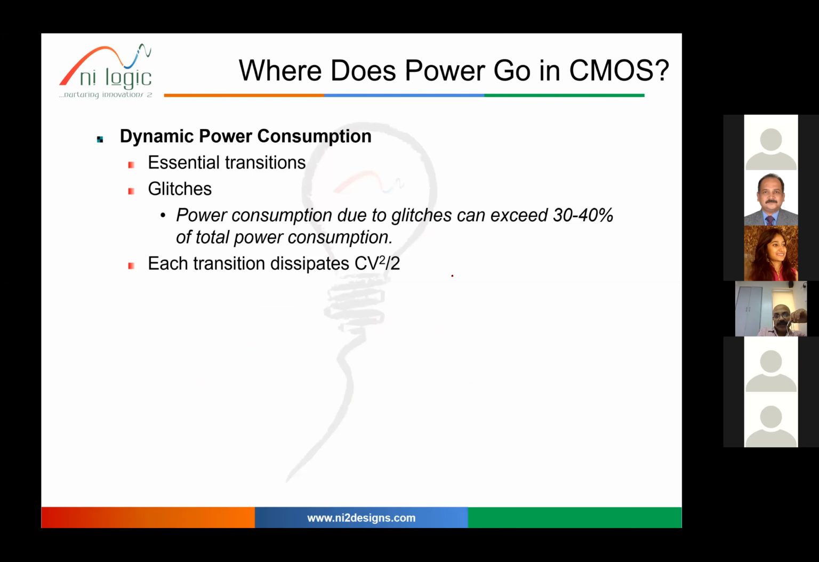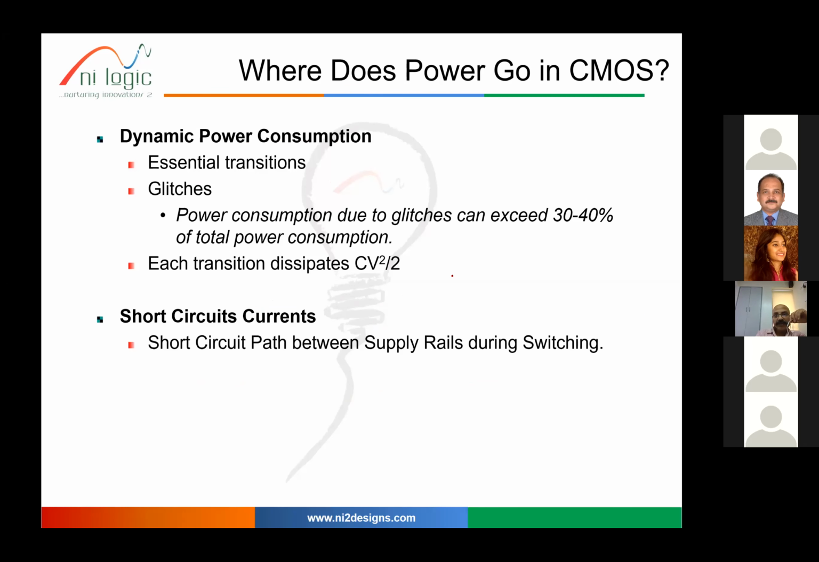So, and this is called dynamic power consumption. And then there is short circuit power current. Short circuit is when, for a moment, the CMOS circuit gets shorted, and there is a direct path between the supply rails where the current passes through. I will explain that in the coming slide.